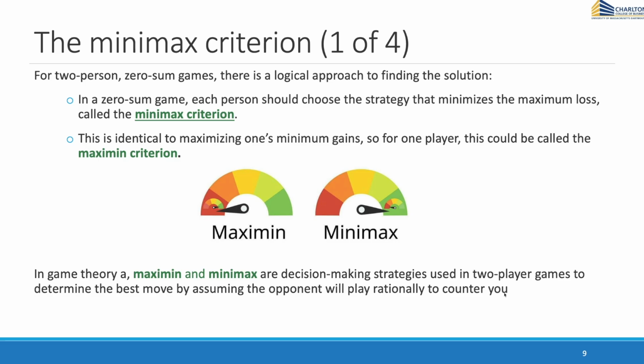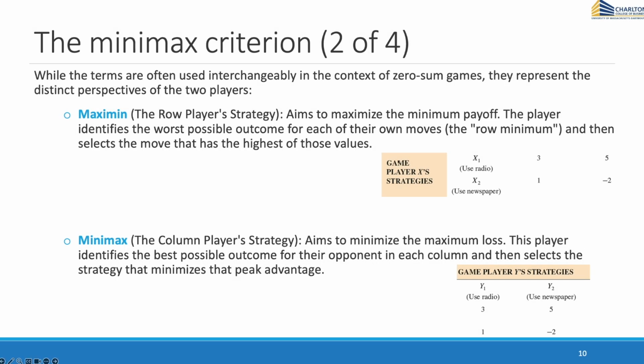So the method that we use to address this game problem is called the minimax criterion. Actually, each player tries to maximize their minimum gain. It's equivalent to the other player trying to minimize their maximum loss. So when solving the problem, player X, which is on the row, tries to apply the maximin strategy. Player X aims to maximize the minimum payoff, while player Y, or the player in the columns, tries to minimize the maximum loss.